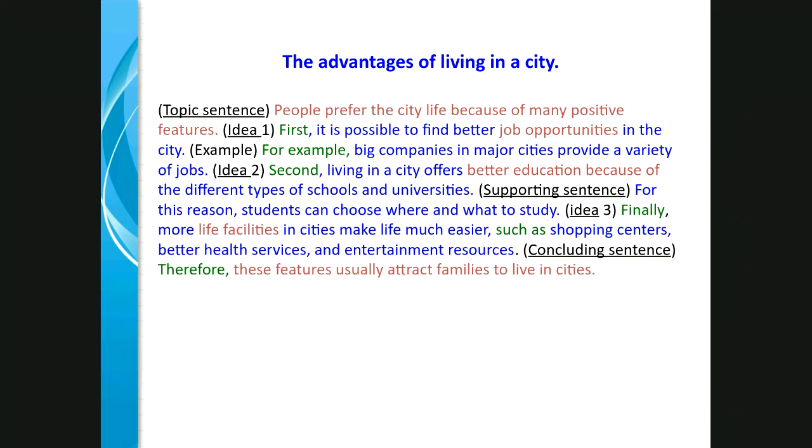After that, I will put a supporting sentence. It supports this sentence that I mentioned. How, meaning that living in the city gives us better education. In this supporting sentence, I wrote for this reason. Of course, these two sentences are called cause and effect statements. This is the cause and this is the effect. So for this reason, students can choose where and what to study.